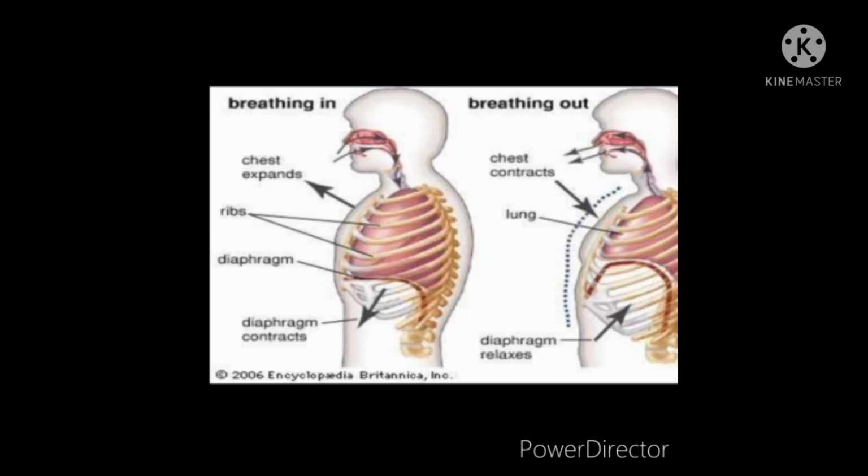Now the next step, that is exhalation. The movement of foul air from the lungs outside the body is called exhalation. Now what happens during this? During this, the volume of the thoracic cavity is decreased by the inward and downward movement of ribs, just opposite to inhalation, and upward bulging of the diaphragm. The thoracic cavity decreases, and due to that the foul air rushes outside the body in the form of exhalation.